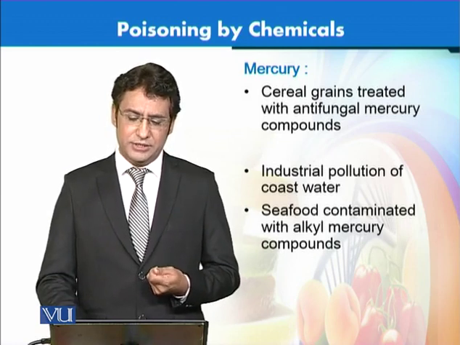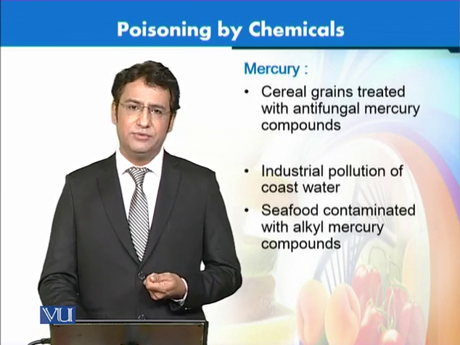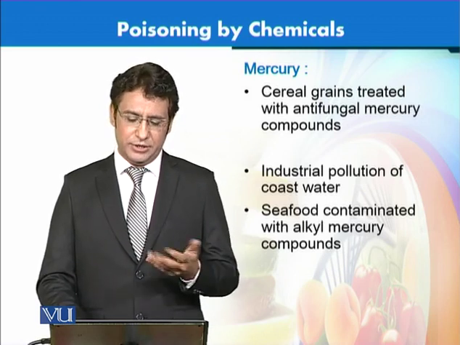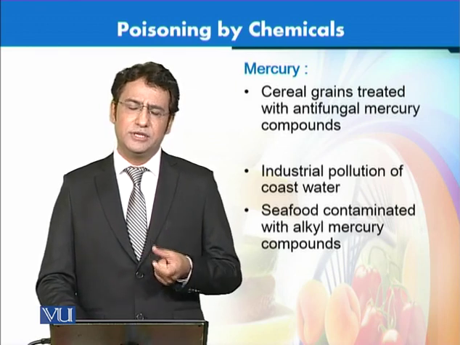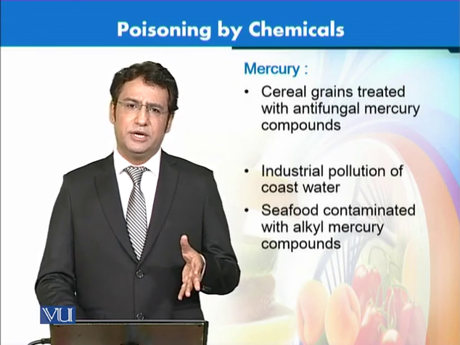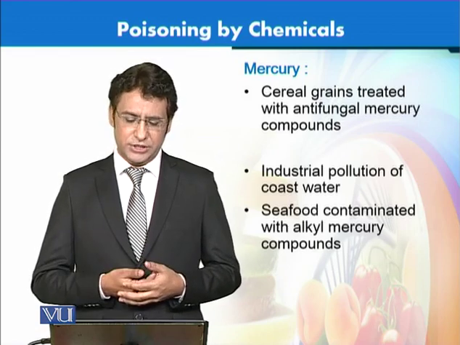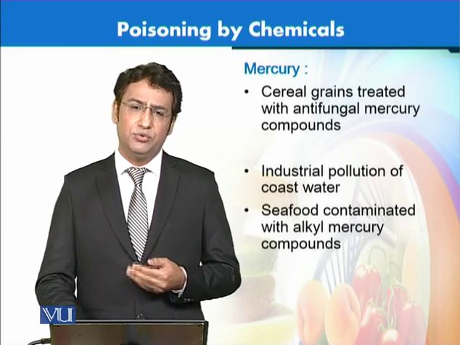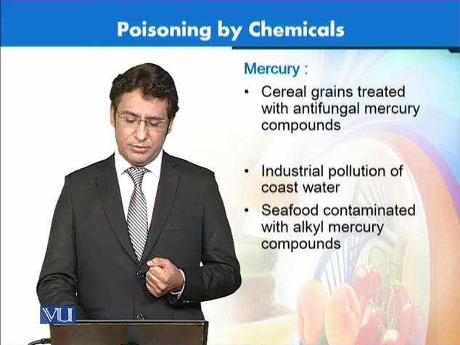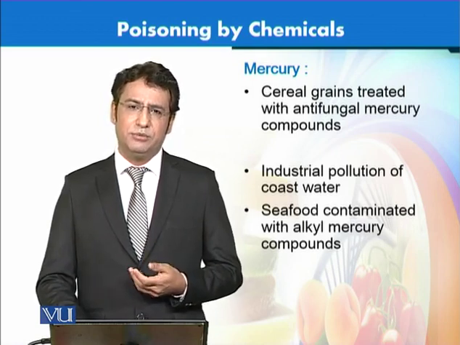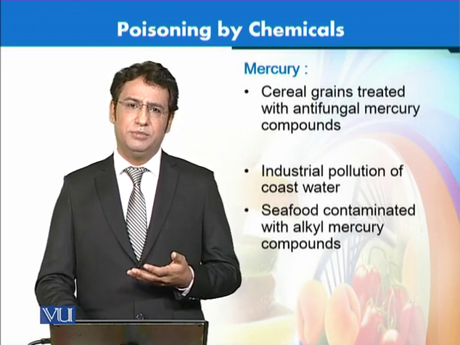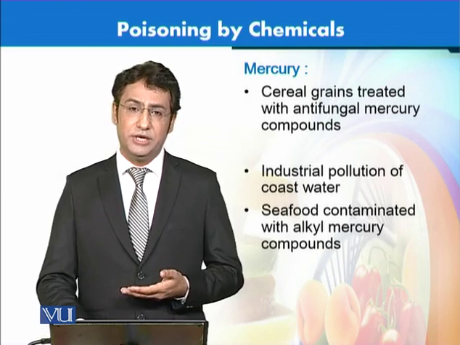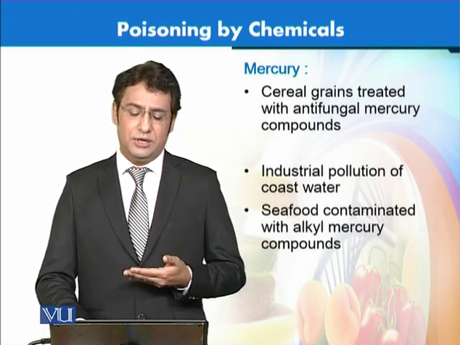Another example is mercury. This is also common in many food grains when they are treated with antifungal compounds containing mercury. So mercury gets into these grains and then ultimately into products. A lot of industrial operations release mercury into the environment, especially when their effluent or wastewater is not treated before leaving into the environment. Again, seafood, especially fish, is another source of alkyl mercury compounds. In many areas, the fish might be heavily contaminated with mercury compounds. Mercury may also come from animal feed, and then get into milk and meat.